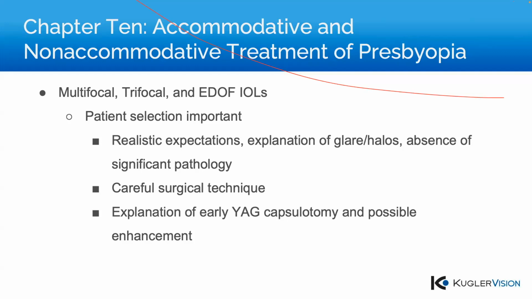We always like to explain to people the concept of a YAG capsulotomy, and that often these lenses, because they're so sensitive to ideal conditions in the eye, need early YAG capsulotomies. Most people that we will use multifocal or trifocal IOLs on will need a YAG within the first year or two. And also 10 to 15% of these patients will need an enhancement if they have a little bit of astigmatism left over, or myopia, hyperopia, et cetera.